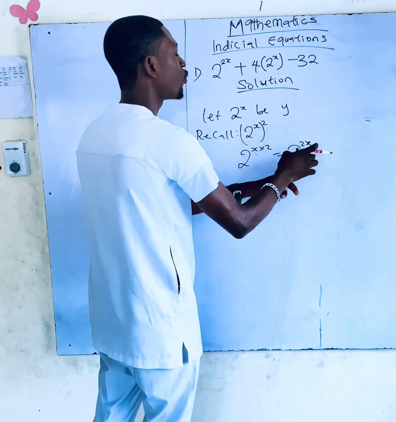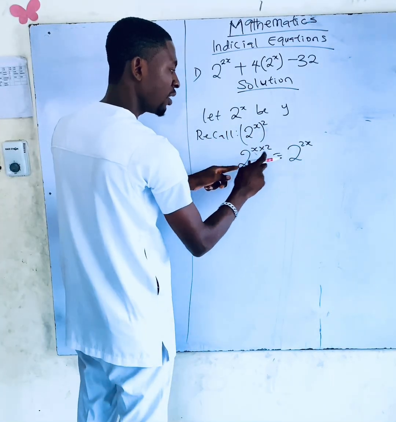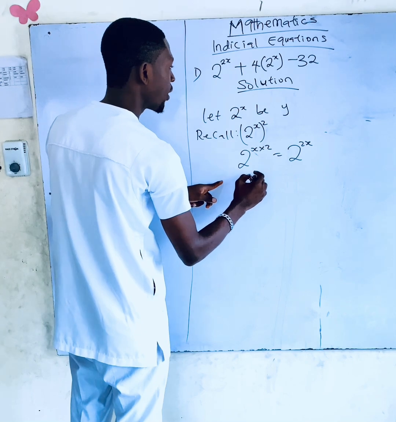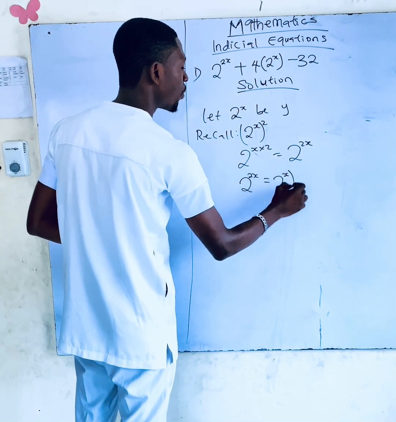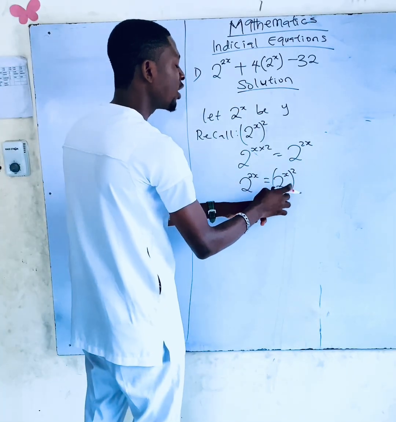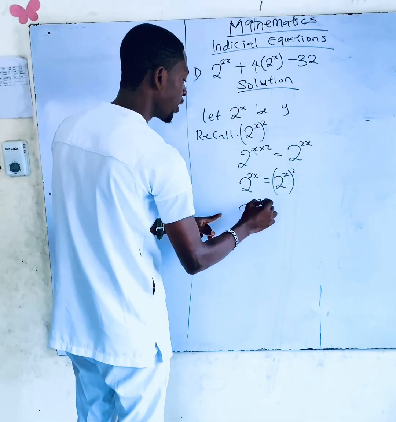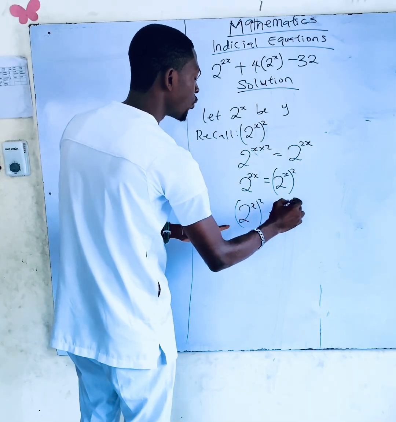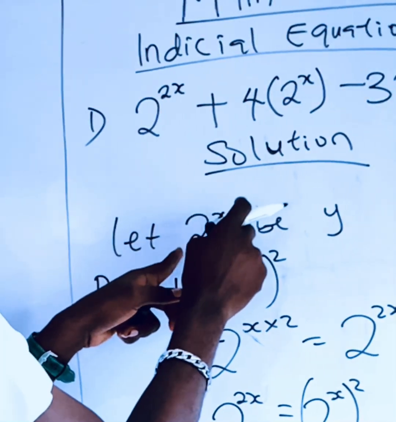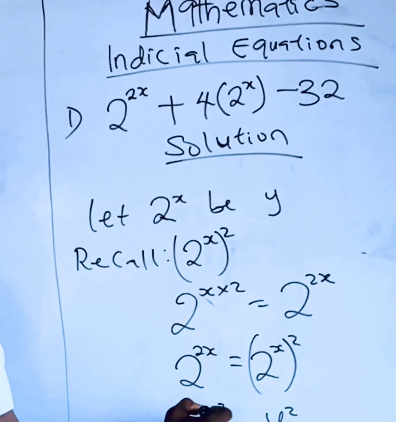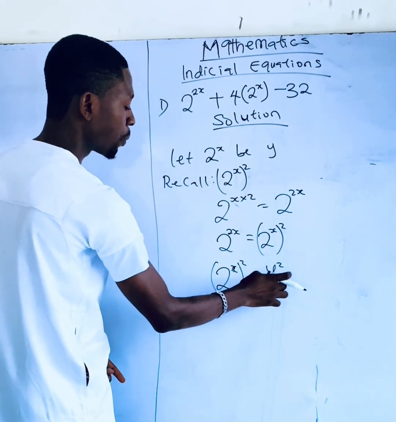So if this is correct, then 2 raised to the power 2x is the same as 2 raised to the power x, all squared. We can replace this with y raised to the power 2. Remember we said let 2^x be y, so this 2^x is now y, raised to the power 2. That's how we got this 2.